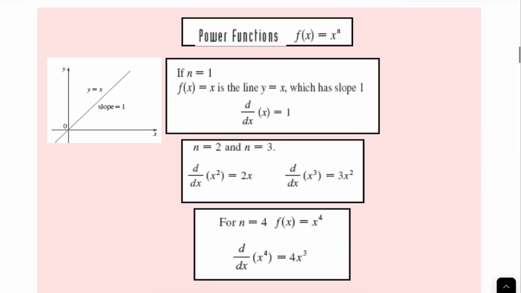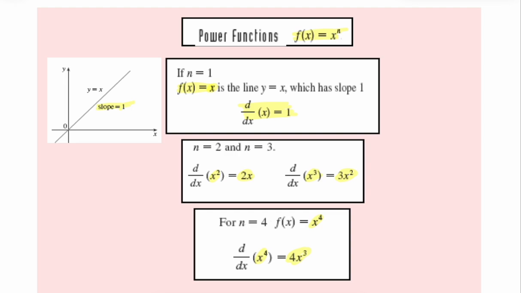Now let's talk about power functions. If we start out with a power function, f of x equals x to the n, if our power is x to the first, since that is a line with slope 1, our derivative is 1. If it is x squared, the answer is 2x. If it is x cubed, the answer is 3x squared. If it is x to the fourth, the answer is 4x cubed. Do you see a pattern? Anybody see what the pattern is?